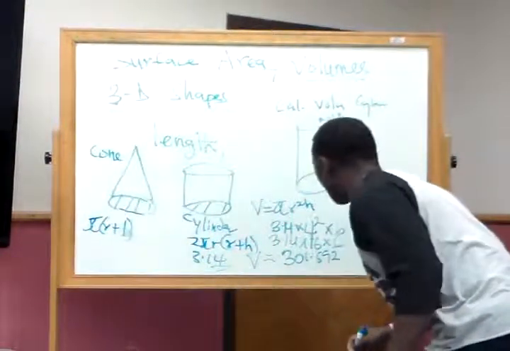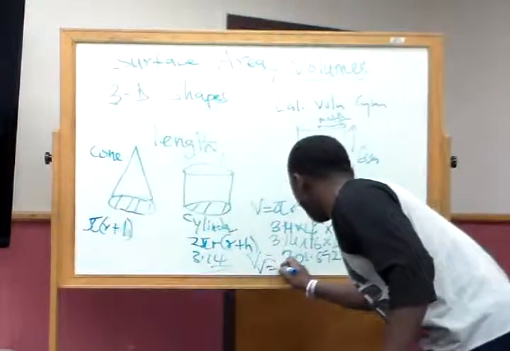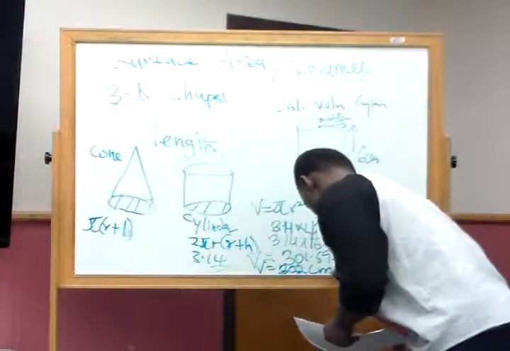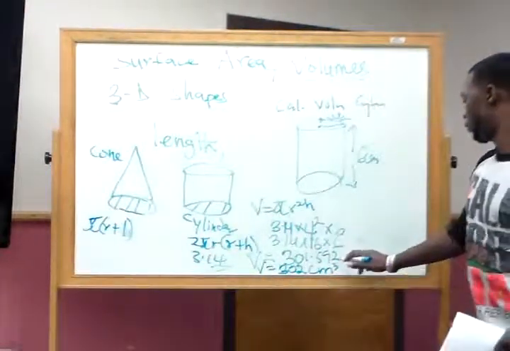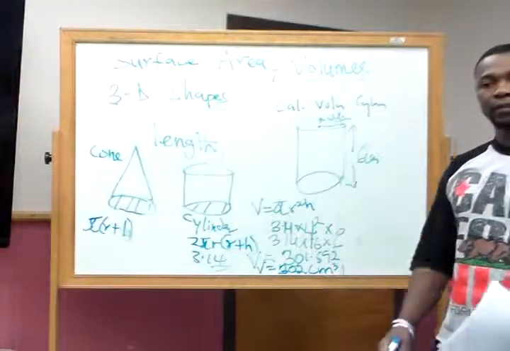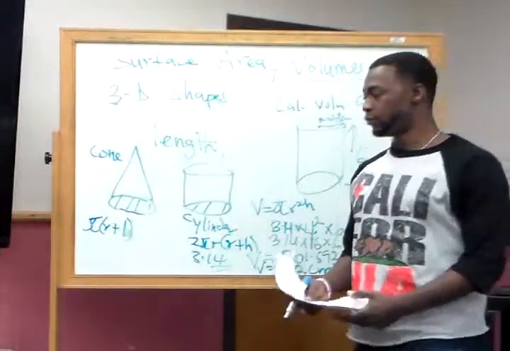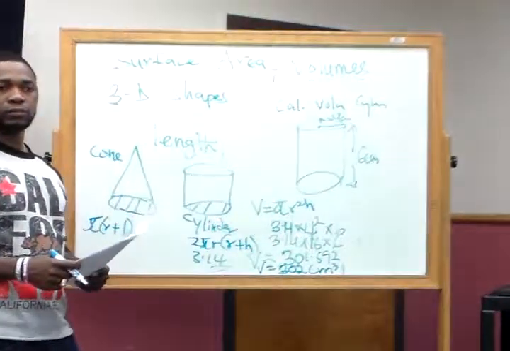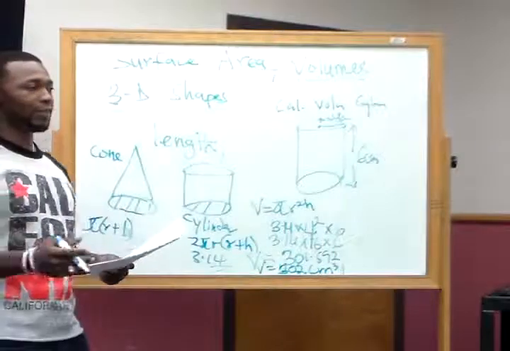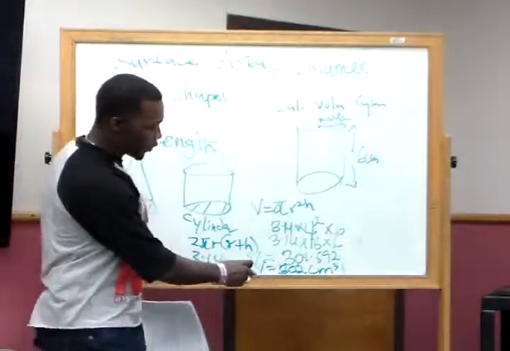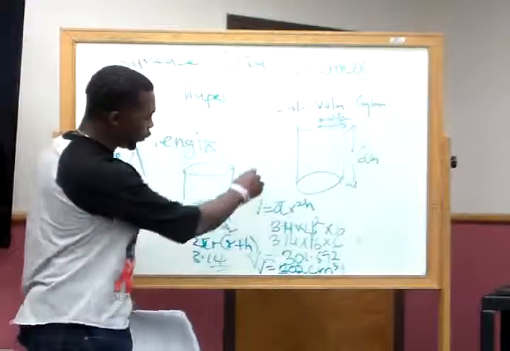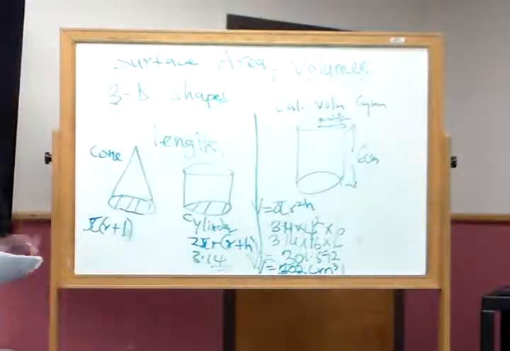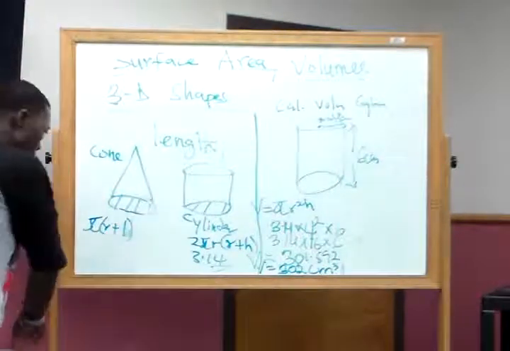301.5928947. Good job. So we can just easily write it as 302 centimeters cubed. Any question? Anybody? Do we agree why we got 302 centimeters cubed? Yes. Good job, good job. Okay, well, let's try a second problem, okay?